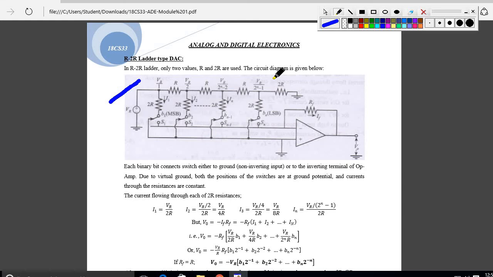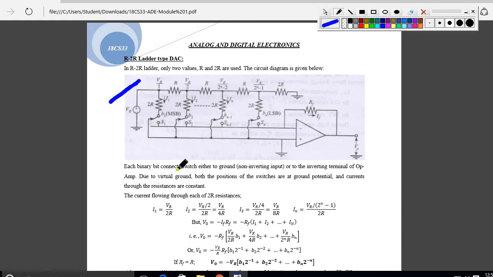In this circuit diagram, again it is an inverting operational amplifier. The input is connected to the inverting terminal, and the positive terminal is connected to ground. All the rest remains the same. Again I am giving the supply as VR, and again I am using switches, but here I am using an R-2R ladder. In each branch I am using these ladders, R-2R and R-2R. That is the difference between the above circuit and this circuit.